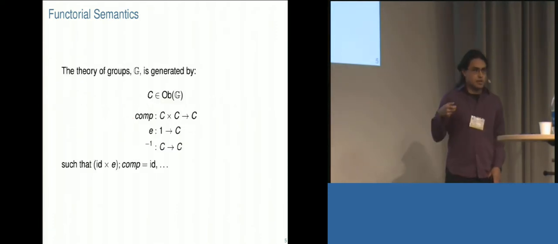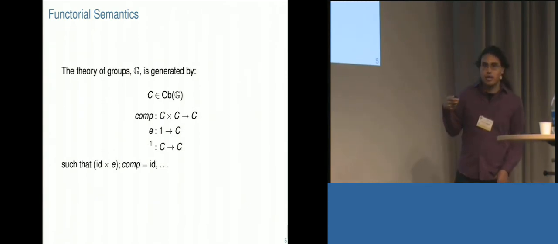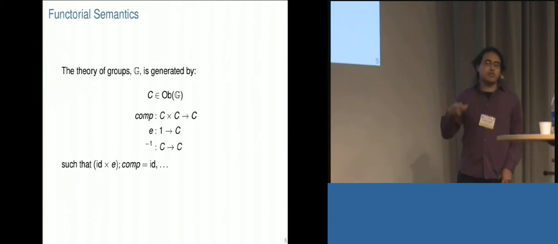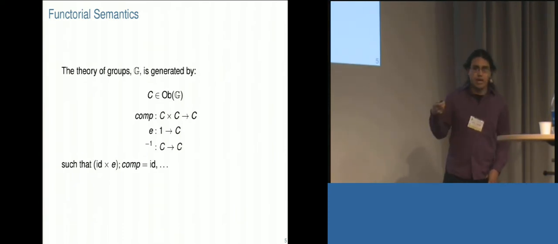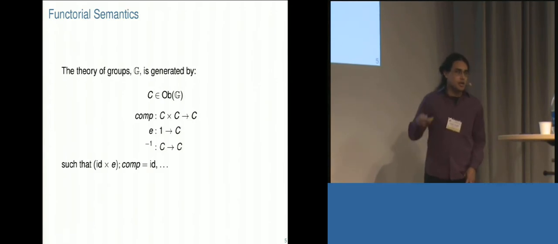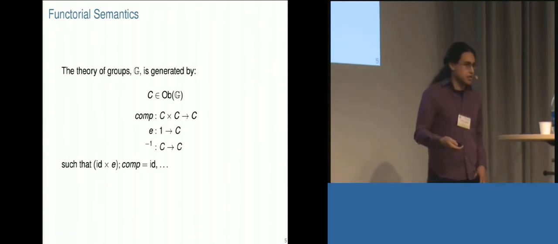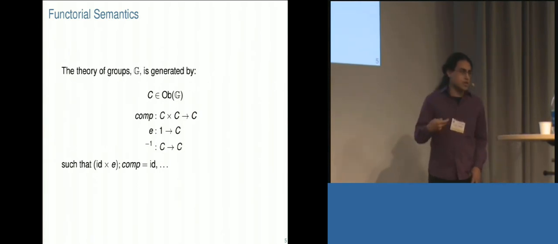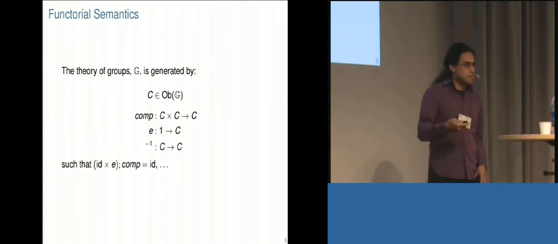Okay, so the theory of groups is a finite product category generated by an object called C, which represents the carrier of the group. And then there's a binary composition operation on C. There's an identity element for that composition, and there's a unary inverse operation. And then certain laws are imposed, like this law says that the identity is a left unit for the composition.